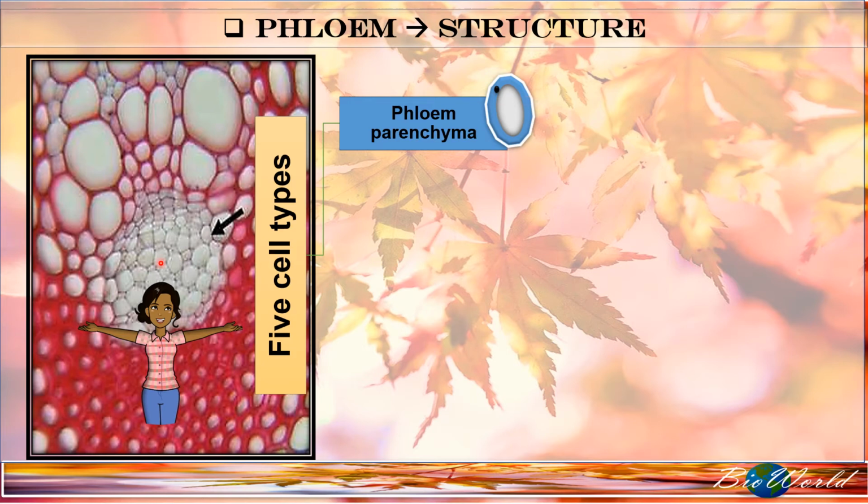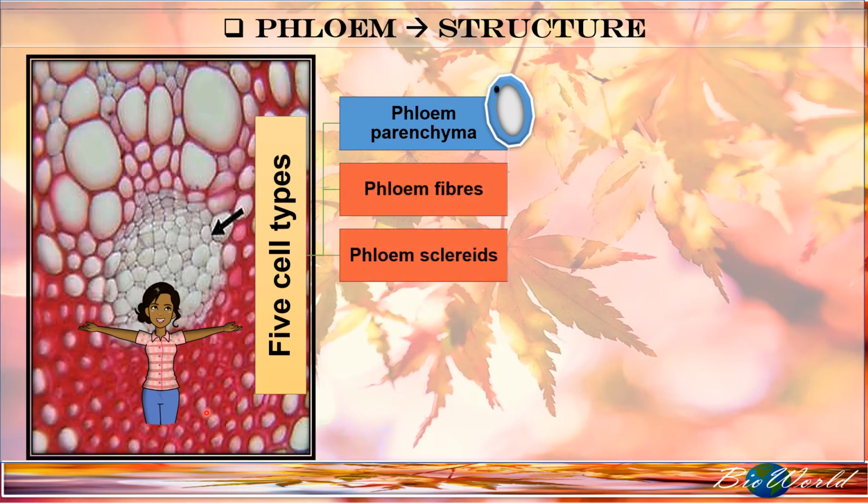Then we look at the cells here that show a much thicker cell wall. These include the phloem fibers and phloem sclereids. They are similar to the sclerenchyma in ground tissues. Over here, you have some large cells and some tiny cells. These two cells make up the phloem tissue that is involved in transport.